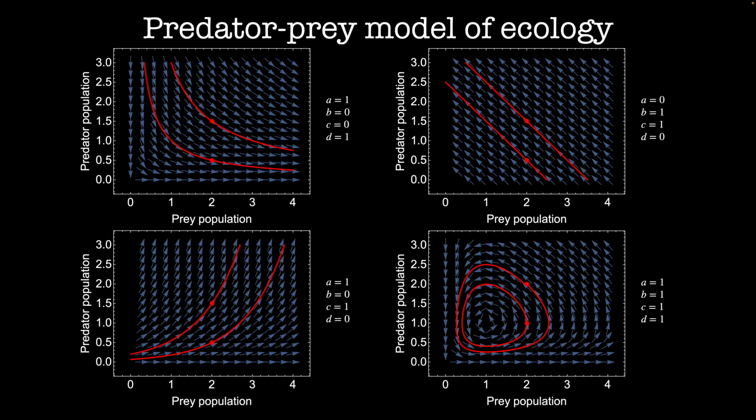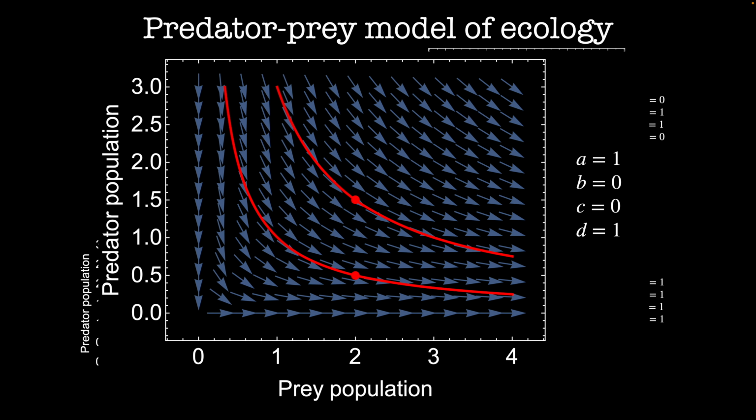Here are 4 solutions to this predator-prey model for different values of the 4 coefficients, A, B, C, and D. These are called phase portraits. The prey population here is on the x-axis, and the predator population is on the y-axis. Each of these 4 cases has different behavior. We'll start out with A equals 1, which is the rate of exponential growth of the rabbit population.